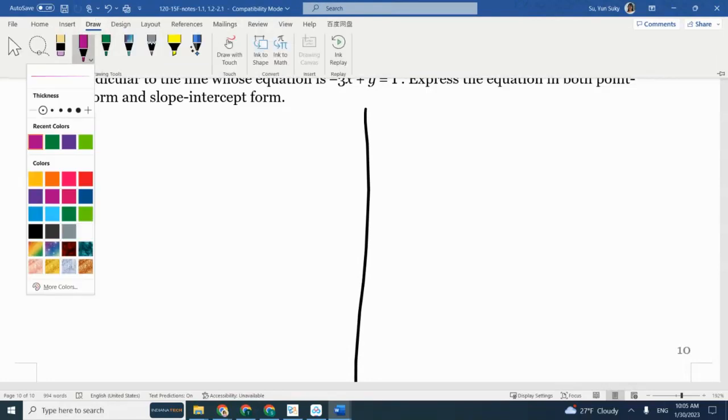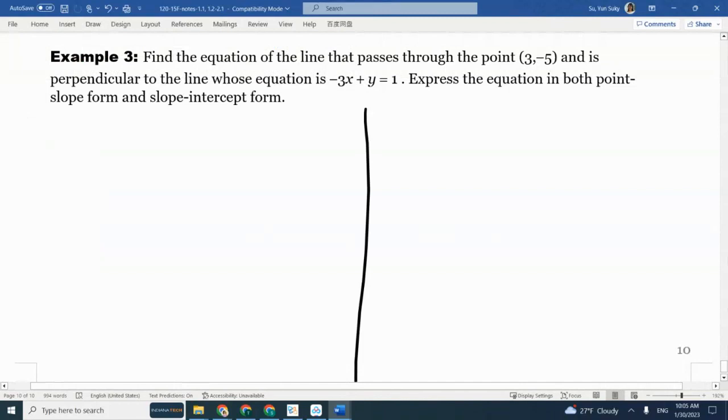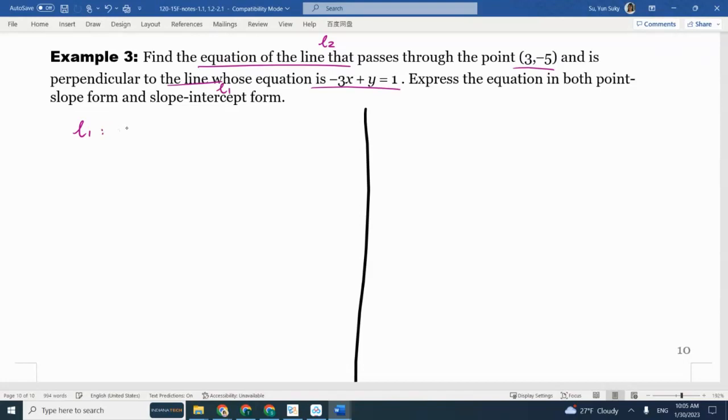Let's say we want to find the equation of a line, let's call it line 2, passing through the point (3, -5). And line 2 is perpendicular to the line, let's say this line is line 1, and this is the equation of line 1. So we have 2 lines here. They are perpendicular. Line 1's equation is -3x plus y equals 1.